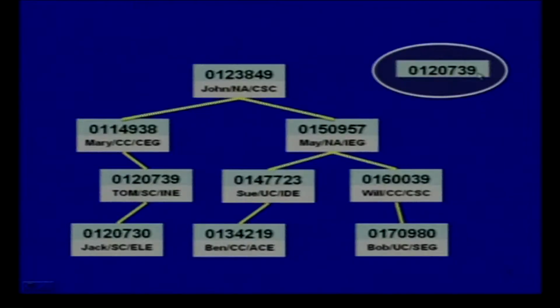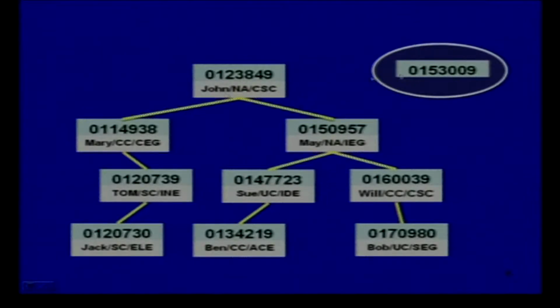Now, let us take another example 0, 1, 2, 0, 7, 3, 9. So, we compare that with this value and we find that it is less. So, we go to the left, we find it is greater. So, we come here and we have matched the node. So, the value has been identified. Now, let us search for another value. So, we want to search for this.